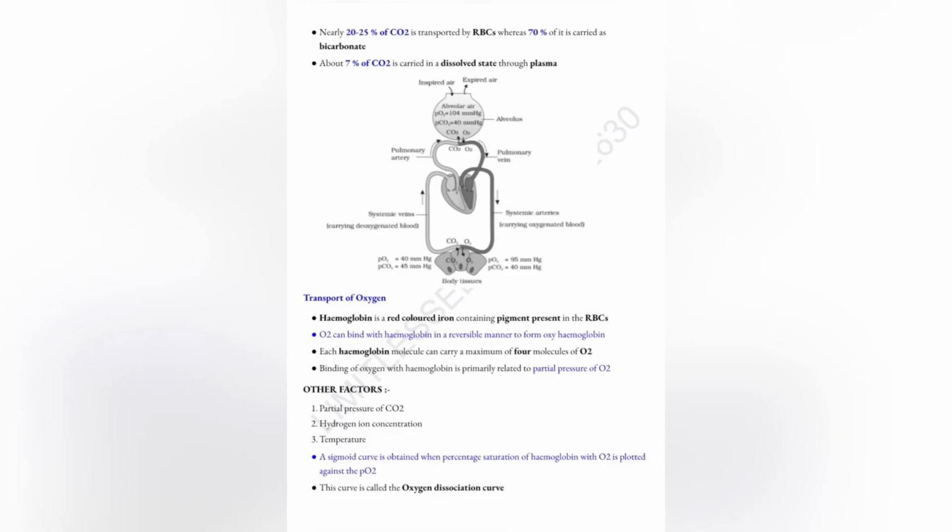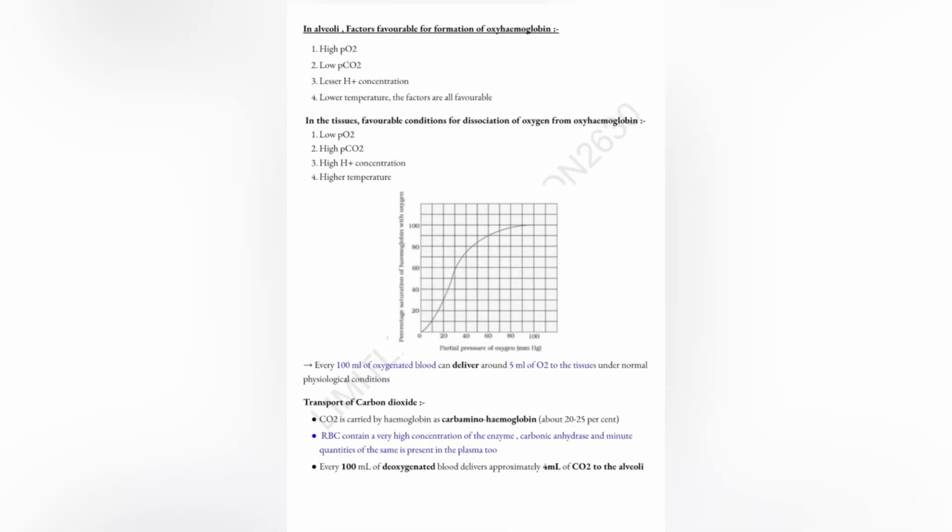A sigmoid curve is obtained when percentage saturation of hemoglobin with O2 is plotted against the partial pressure of O2, and this curve is known as the oxygen dissociation curve. In alveoli, factors favorable for formation of oxyhemoglobin are high partial pressure of oxygen, low partial pressure of carbon dioxide, lesser H+ concentration and lower temperature. All these four factors will favor the formation of oxyhemoglobin.